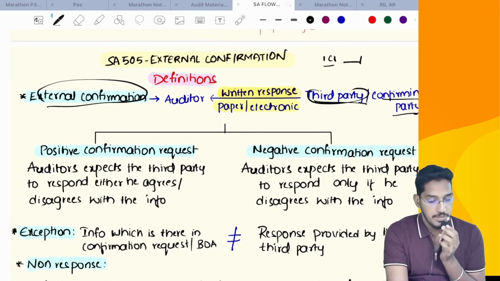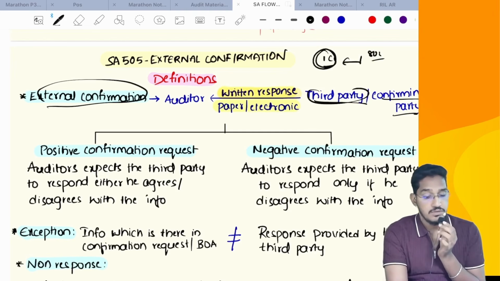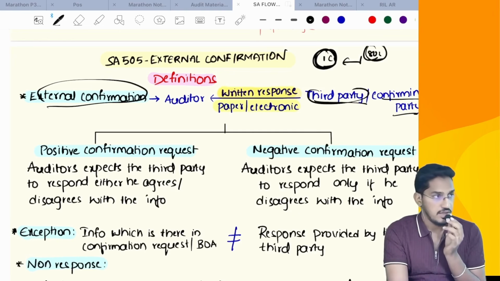But the debtor replied back, no sir, I am not required to pay 1 crore. I am required to pay only 80 lakh rupees. So the information in the confirmation request and the response you got from the third party are not matching. There is a difference. That case we call it an exception. So here I have an exception.